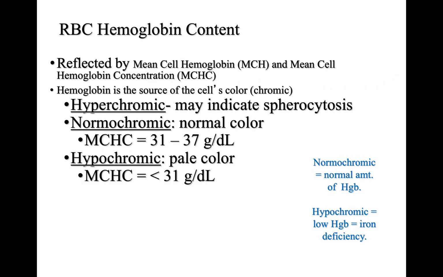And that, red blood cells reflected by the mean cell hemoglobin. Hemoglobin is the source of a cell's color. Hypochromic may indicate spherocytosis. Normochromic is a normal color, and hypochromic is a pale color. And usually that, again, hypochromic is going to be iron deficiency anemia.